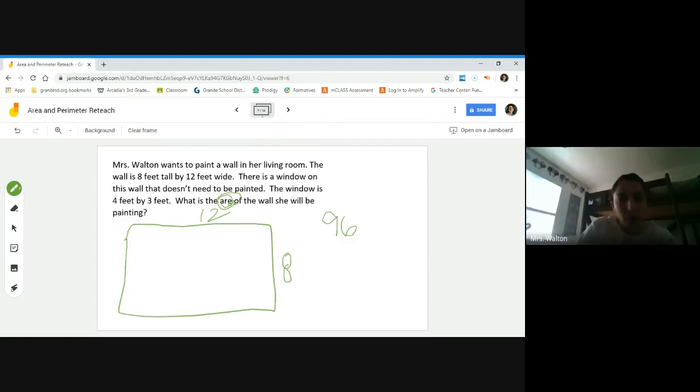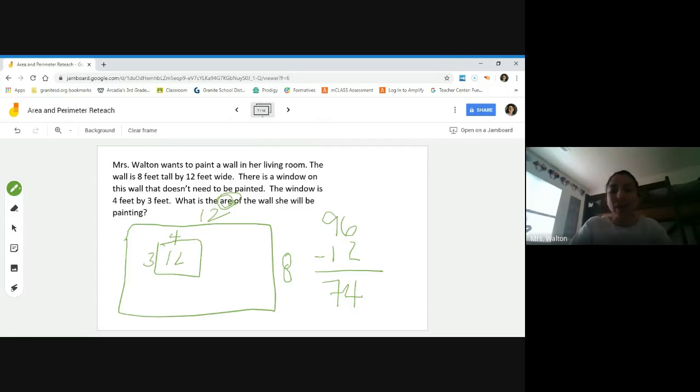And time out though, I have a window here. 3 times 4 is my window. And I've got to take away my window there. Same kind of thing as in the other level. You have to find the area of that window and subtract it. So, 4 times 3 is 12, and now I'm going to subtract it from 96 and get 74. Is that right? That's my answer. Yes. Okay. So the area I'm painting of my wall is 74.